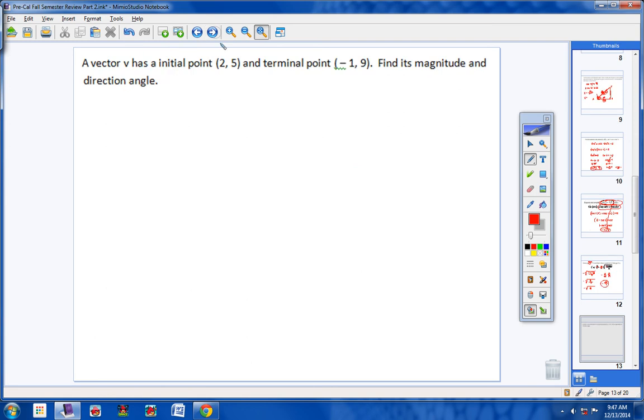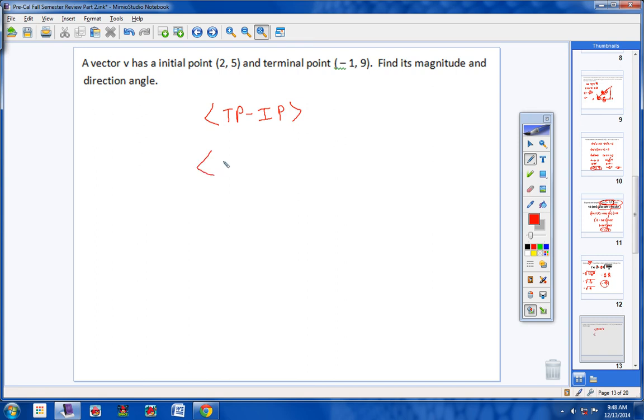Okay, moving on. A vector v has the initial point and a terminal point. Find its magnitude and direction angle. Now guys, you do not want to try to find magnitude and direction angle unless you first write your vector in component form. Do you remember how to do that? Don't answer that question. I'm going to show you, okay? Remember, it's always terminal point minus your initial point. Okay, so it's really easy to do.